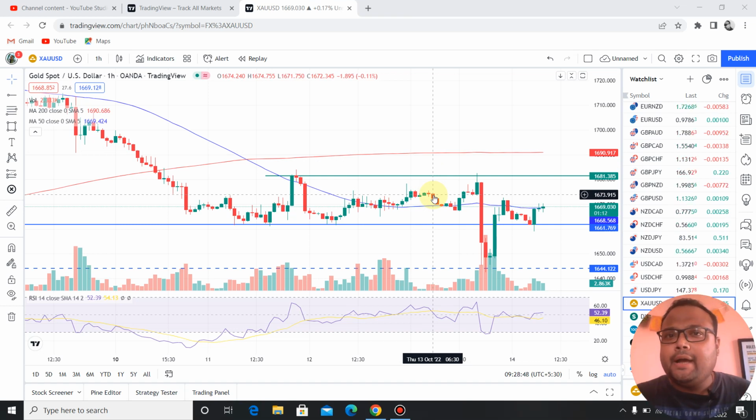Keep in mind, no trader is 100% accurate in the market. Even I can be wrong, my analysis can be wrong as well. So please follow proper risk management. Do not gamble with your hard-earned money. Capital protection should be your first priority.